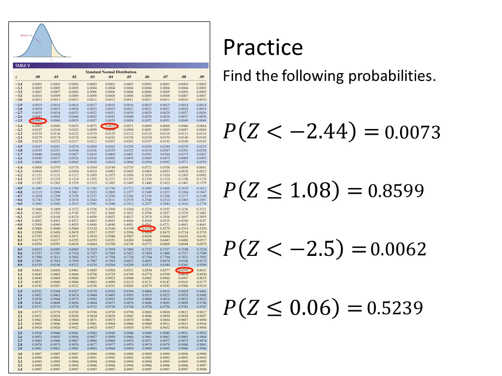I'd also like to take this moment to point out an interesting fact. Since the normal distribution is a continuous distribution, it doesn't matter whether we use strictly less than or less than or equal to. It makes no difference in the answer.